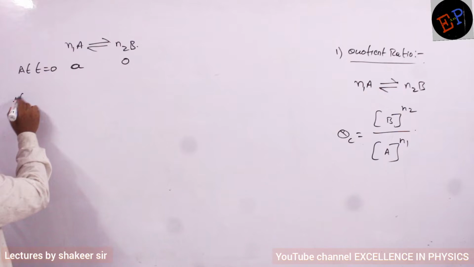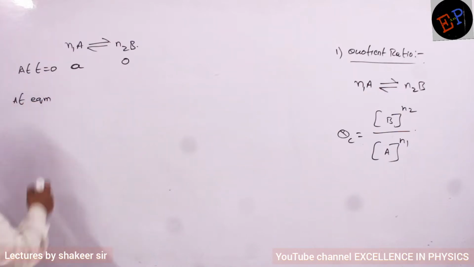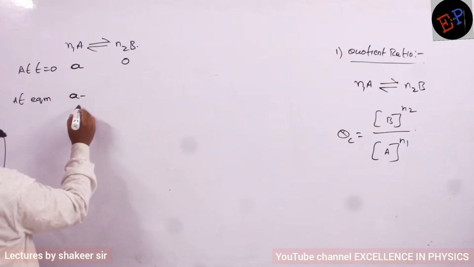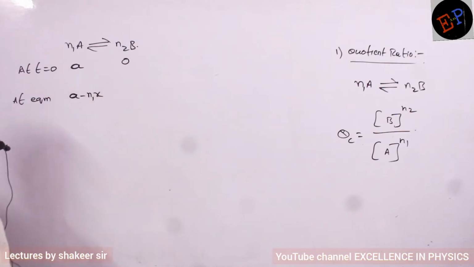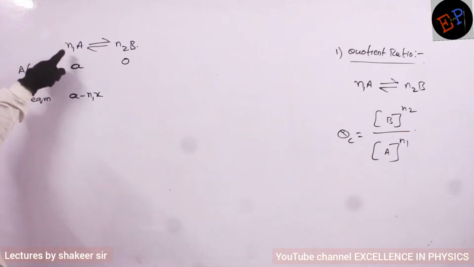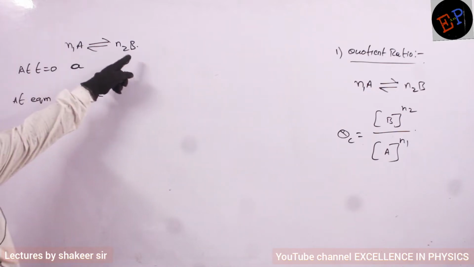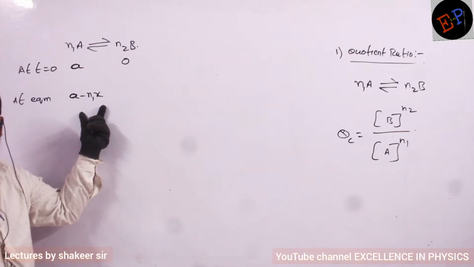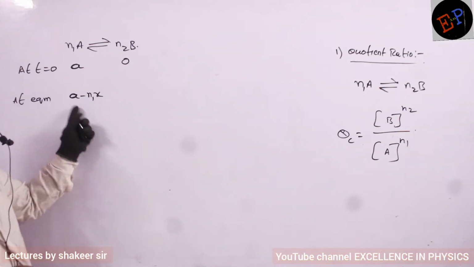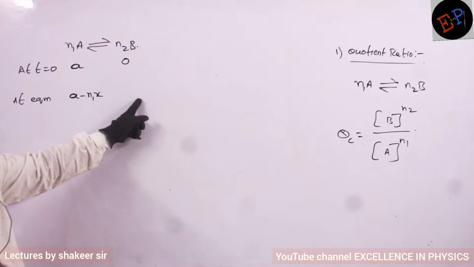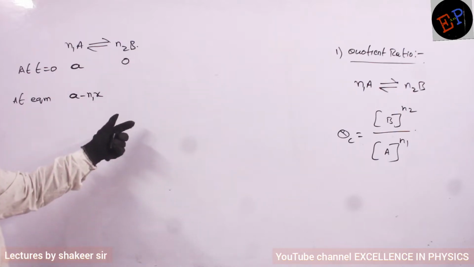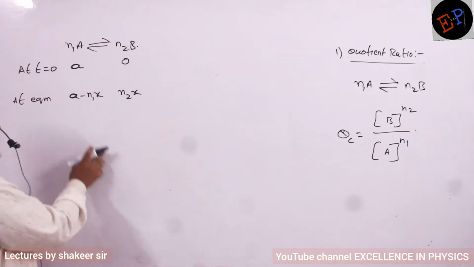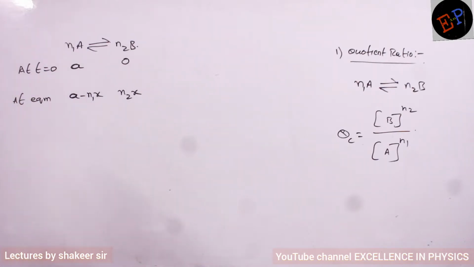So therefore, at equilibrium, second condition. At equilibrium, how do I have to write the reaction? I have to write a minus n1 into x. This is how I have to write, no? Because n1 moles are finally converting into n2 moles. So how many moles of reactant will disintegrate? n1x moles will disintegrate. And how many moles of product will form? n2x moles of product will form. So therefore I have to write n2 multiplied by x. This is the condition which will happen at equilibrium.